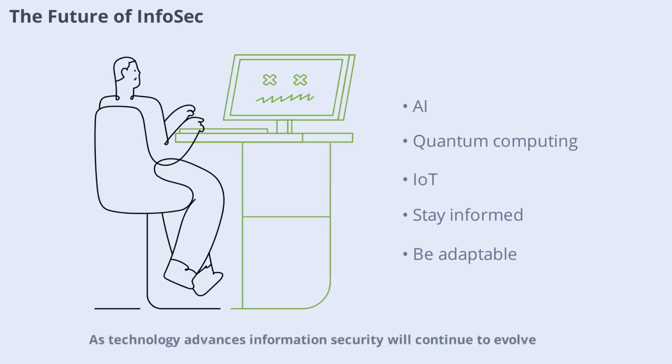As technology advances, information security will continue to evolve. Artificial intelligence, quantum computing, and the Internet of Things present new challenges and opportunities. Staying informed, proactive, and adaptable is key to mastering information security in the years ahead.